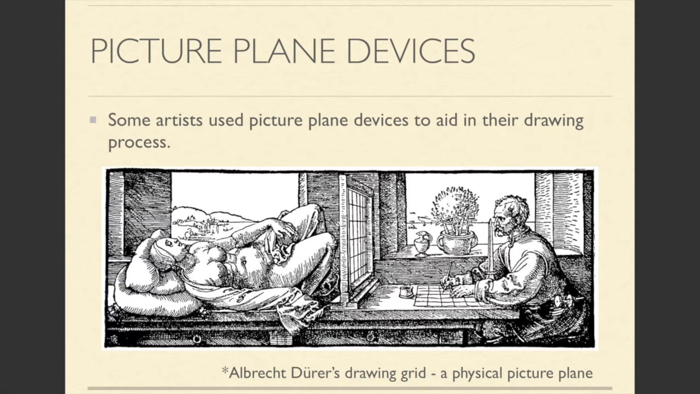Okay, and some artists have utilized actual picture planes, and here's an example. Okay, so the artist has this gridded window. The artist draws through it and then transfers what they see onto the grid, onto their paper.